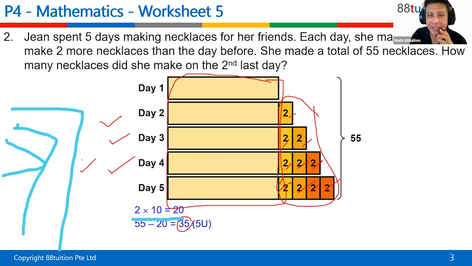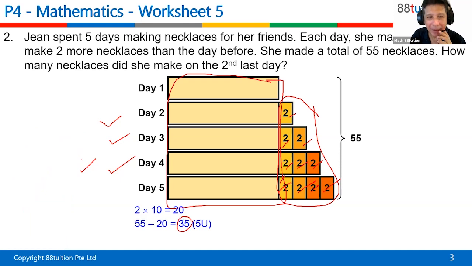So that means in order to find one box, I go backwards, right? I take 35 and divide by 5. I will get 7. Okay? All right. So Nicole, you see, you have actually given us all the answers already. So very good.